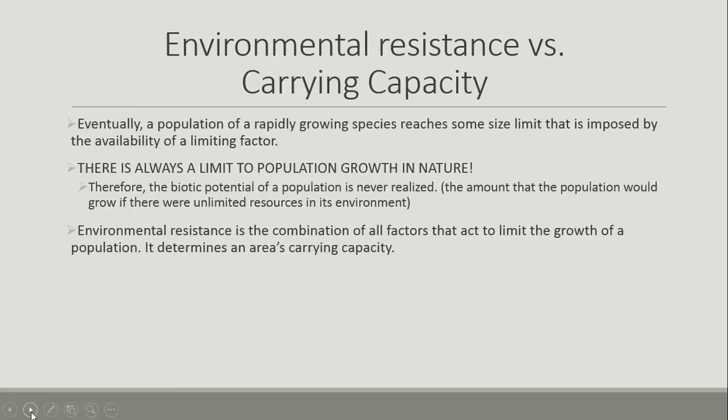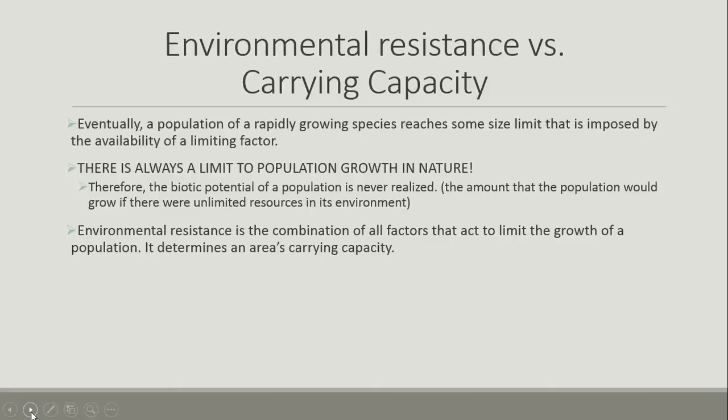Something to remember, there's always a limit to population growth in nature. The biotic potential of a population is never really going to be realized because a population is never going to be in a situation where unlimited resources are available in its environment. So that's why the biotic potential is never realized.